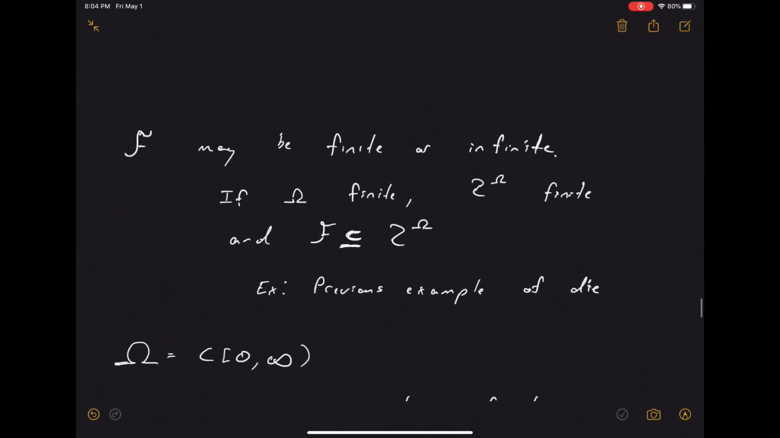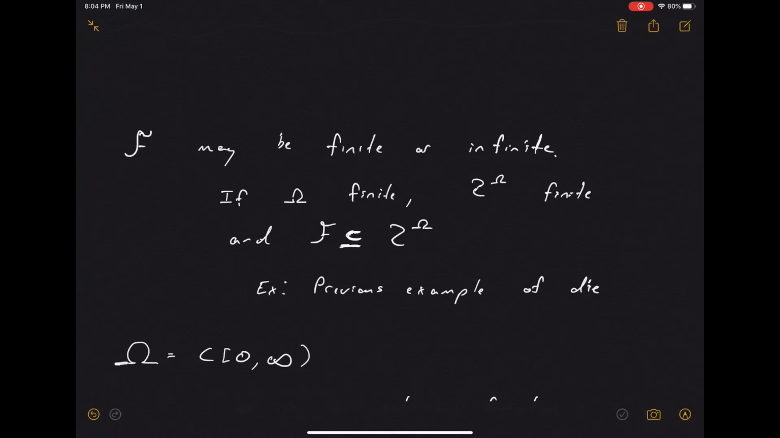So before we move on to the consequences of these axioms, let's talk a little bit more about this probability space structure. So our script F may be finite or infinite. It really depends on what our omega is. Could we have a finite sigma algebra on a set omega with infinitely many elements? Possibly. I guess the simplest sigma algebra would just be the trivial sigma algebra, the empty set and omega itself. So yeah, we could have a finite sigma algebra.